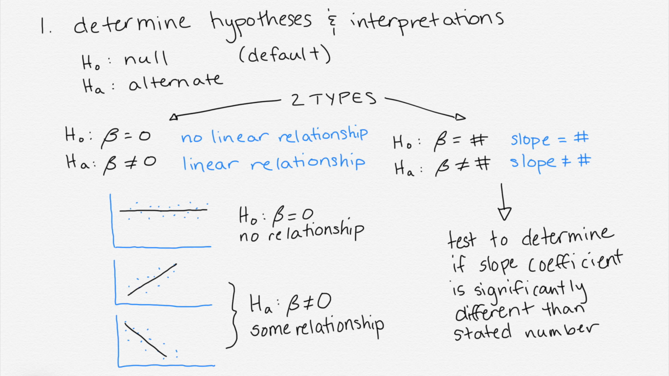The second type of a two-tailed hypothesis test is a test for a specific number, and the interpretation of this is a little easier. The null hypothesis interpretation is just that beta, or the slope coefficient, is a specific number, while the alternate interpretation is that the slope is not that specific number, or that it's different from the specified number. You'll see this test a decent bit, so make sure that you know how to interpret both types of tests.